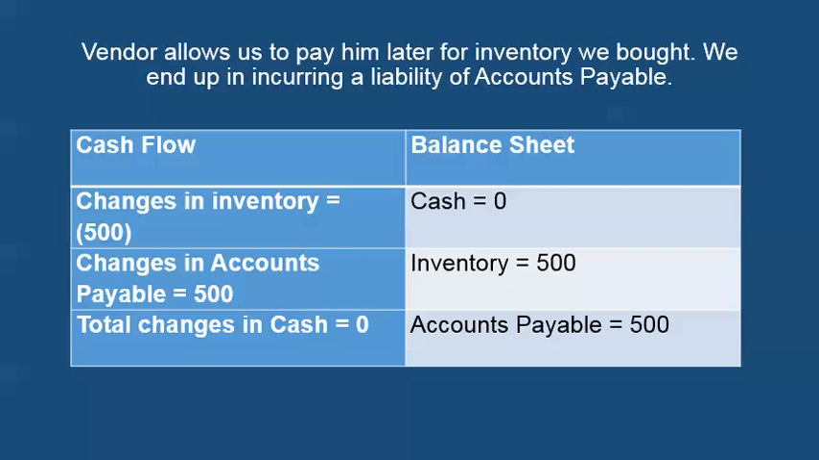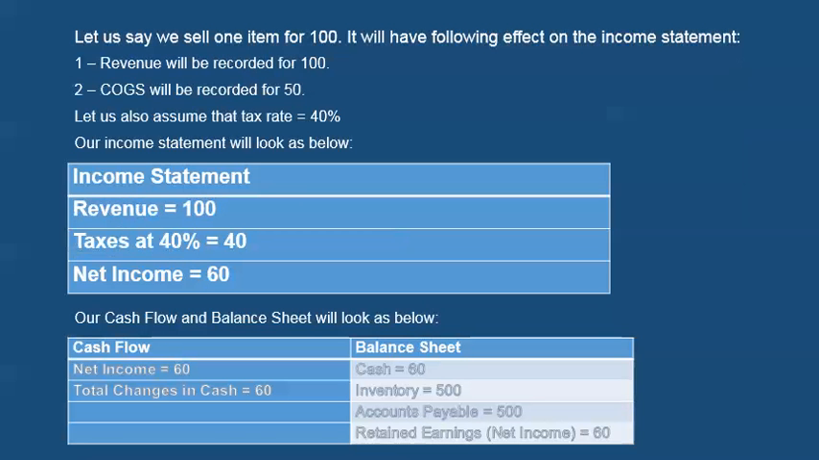Let us say that the vendor allows us to pay him later for inventory we bought. We end up incurring a liability of accounts payable in this case. So what happens to the cash flow? Changes in inventory is negative 500 for cash flow purposes. Changes in accounts payable is 500. Total change in cash is 0. Effect on balance sheet: cash equals 0, inventory we have 500 in positive, accounts payable we have 500 in positive.